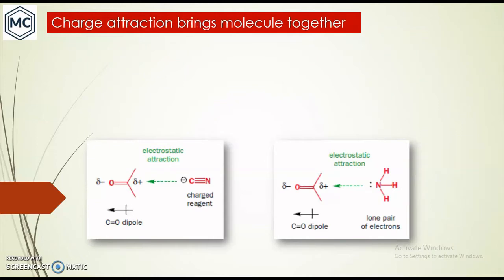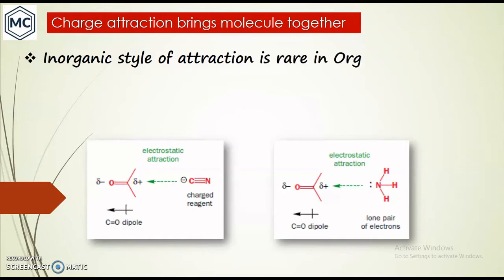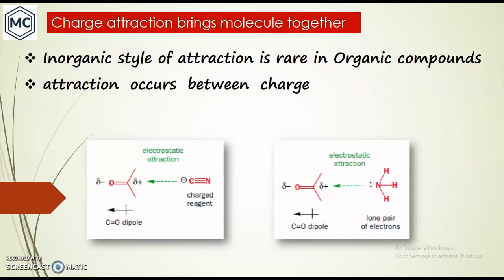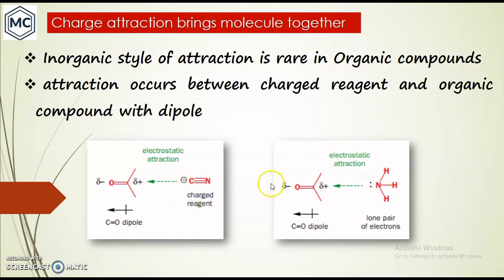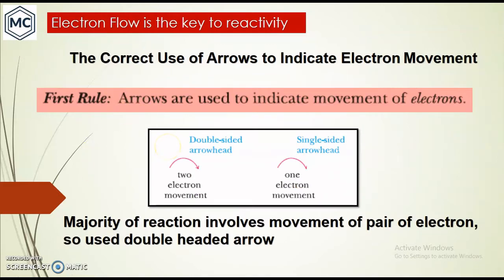Usually in organic chemistry, charge attractions bring molecules together. Attraction between charges of the same kind is rare in organic chemistry. In organic compounds, attraction occurs between a charged reagent and an organic compound. You can see here I have given two examples. Here, this is the charged reagent, and it gets attracted towards the carbonyl compound. This kind of attraction is electrostatic attraction. So electron flow is one of the keys to reactivity.